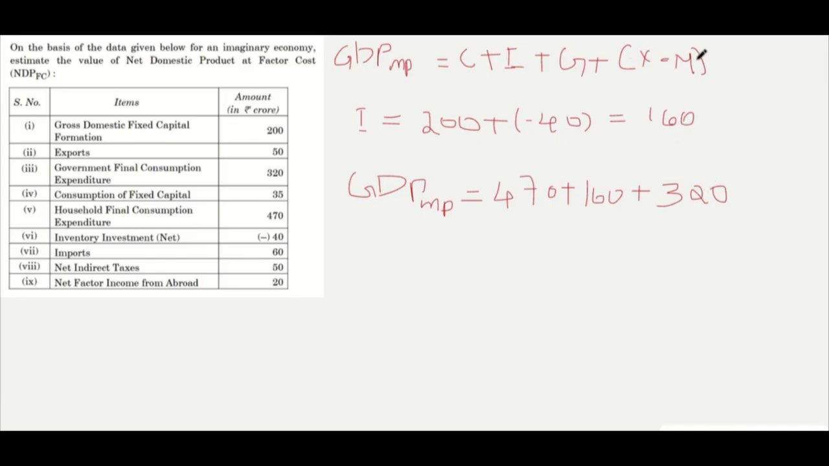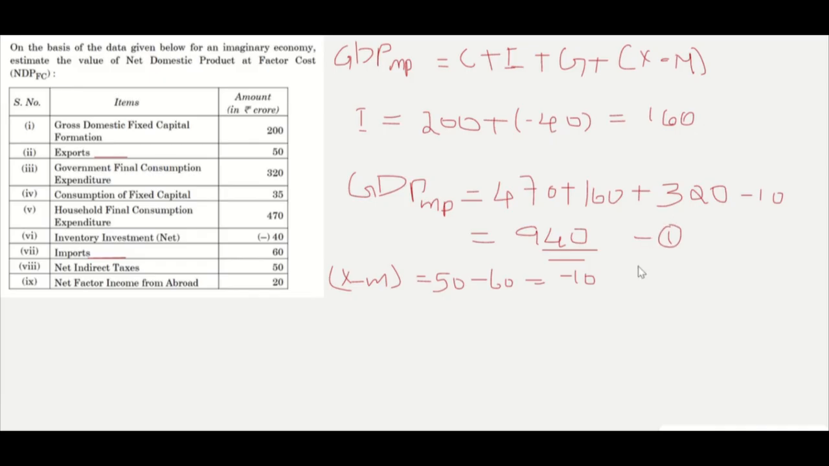And now we have to find the net export. Exports are given here, imports are given here. So that will be 50 minus 60, right? So net exports, X minus M, will be 50 minus 60, that is minus 10. So we have to add minus 10 here, which will give you 940. So GDP at the market price will be 940. This is our step one.